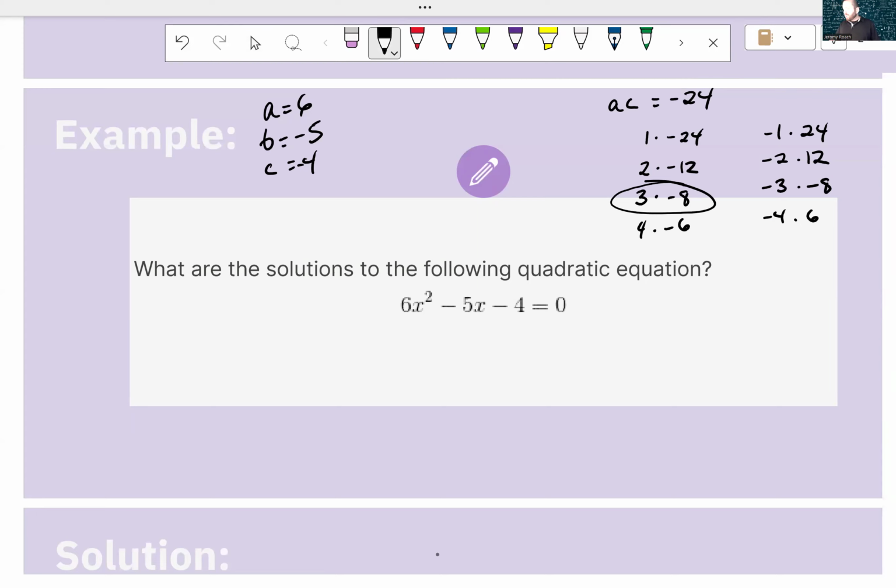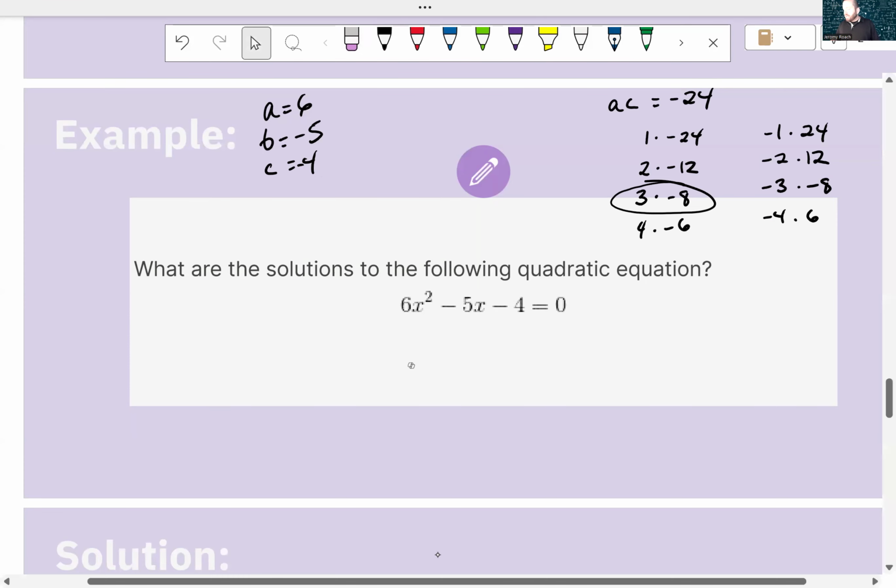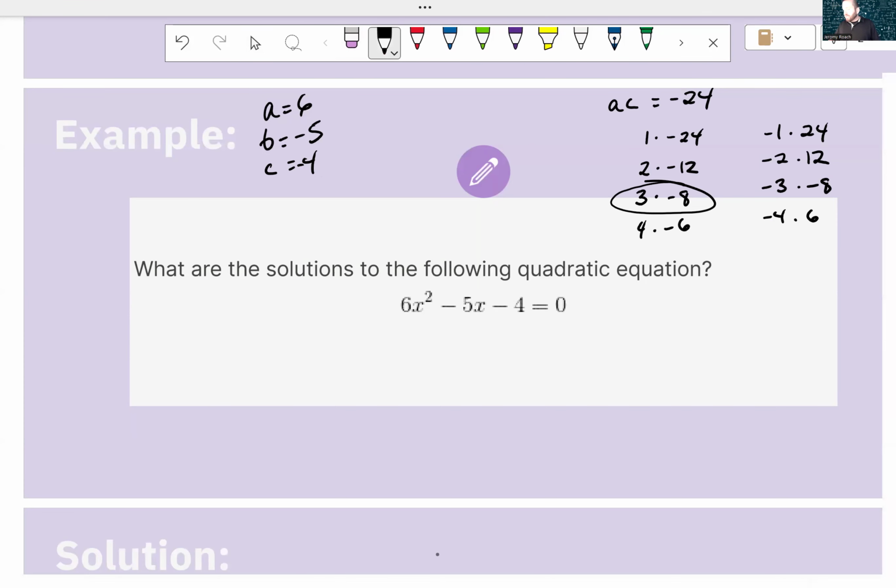So what we're going to do, instead of just writing like before, we wrote x plus 3 and then x minus 8. Instead of doing that, we're going to write it out. We're going to split this into two pieces. So it's 6x squared. Usually we write the smaller, well, I'm just going to write it like this. I'm going to say plus 3x minus 8x minus 4.